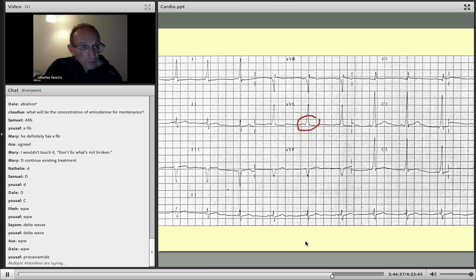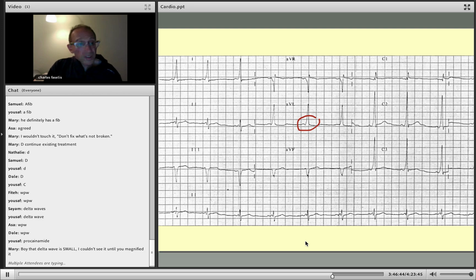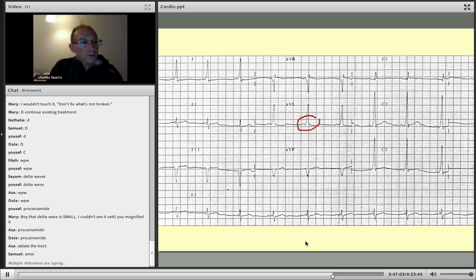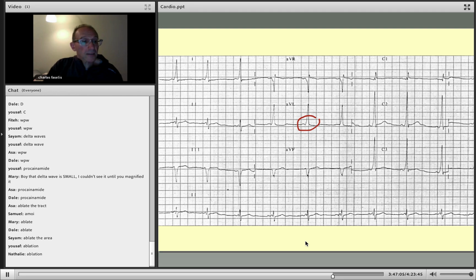But what's the treatment of Wolff-Parkinson-White? Good. Yusuf says procainamide. You don't want to use beta blockers. You don't want to use calcium blockers. You want to use procainamide. And then eventually, what do you want to do? Procainamide is good for slowing the heart rate down in these people and controlling it. But what do you got to do eventually in these patients? Ablate the tract. There you go. That's the right answer. Okay, let's take a 10-minute break and we'll come back and finish this up.